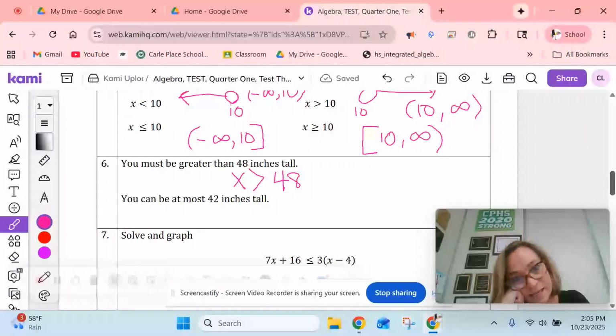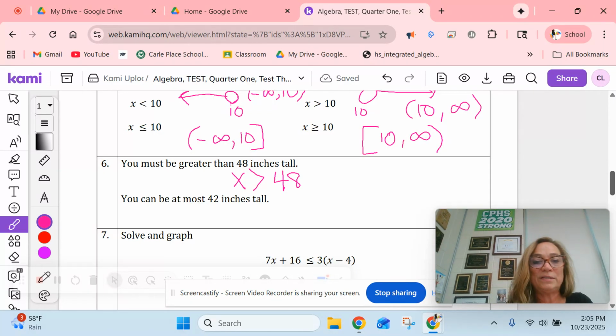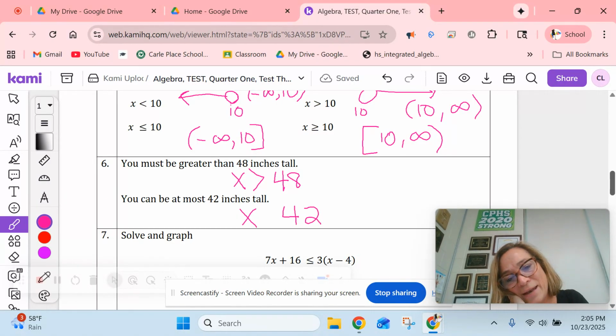Is less than, is greater than, you have to know the symbols. So I'm going to write the x, I'm going to write the 42. You can be at most 42 inches. So that means I can be less than it. Can I be 42? Is 42 at most 42? Yes, it is, so it needs the equal bar. Talk to yourself. It helps.